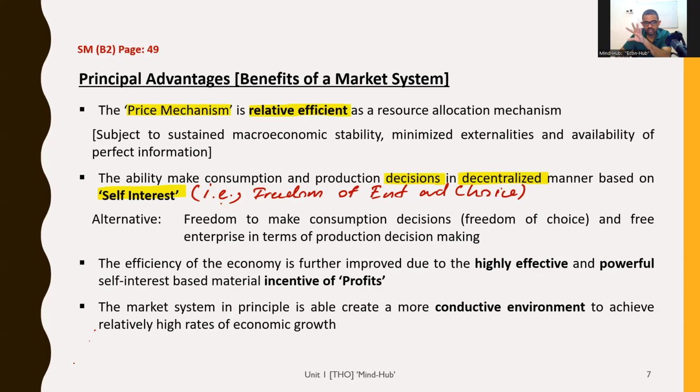Or you can be smart about this and you can say decentralized decision making. Under that, you can have three words. What are the three things under decentralized decision making? First, you can say self-interest. So that point is captured. Decentralized decision making means you can make decisions based on your self-interest. Then freedom of enterprise, freedom of choice. Three things.